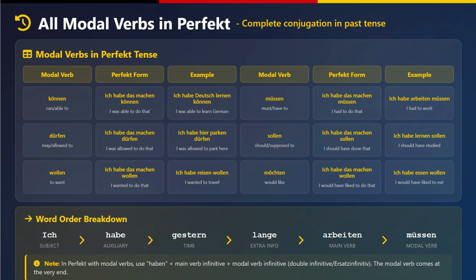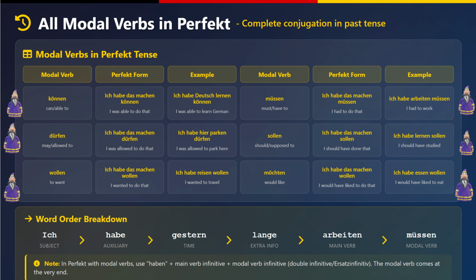Here is the complete overview of all modal verbs in the perfect tense. Können. Ich habe das machen können. Dürfen. Ich habe hier parken dürfen. Wollen. Ich habe das machen wollen. Müssen. Ich habe das machen müssen. Sollen. Ich habe das machen sollen. Möchten. Ich habe das machen wollen. It uses wollen in past.